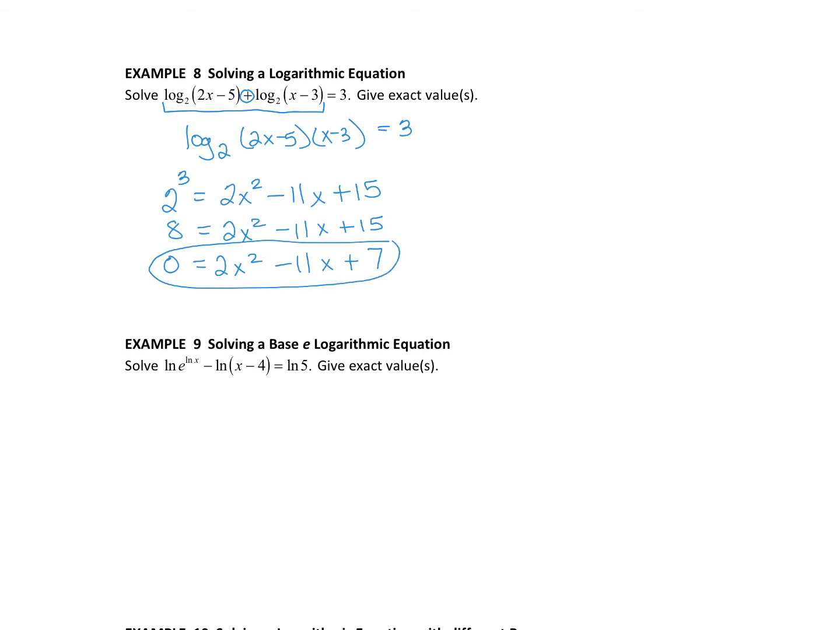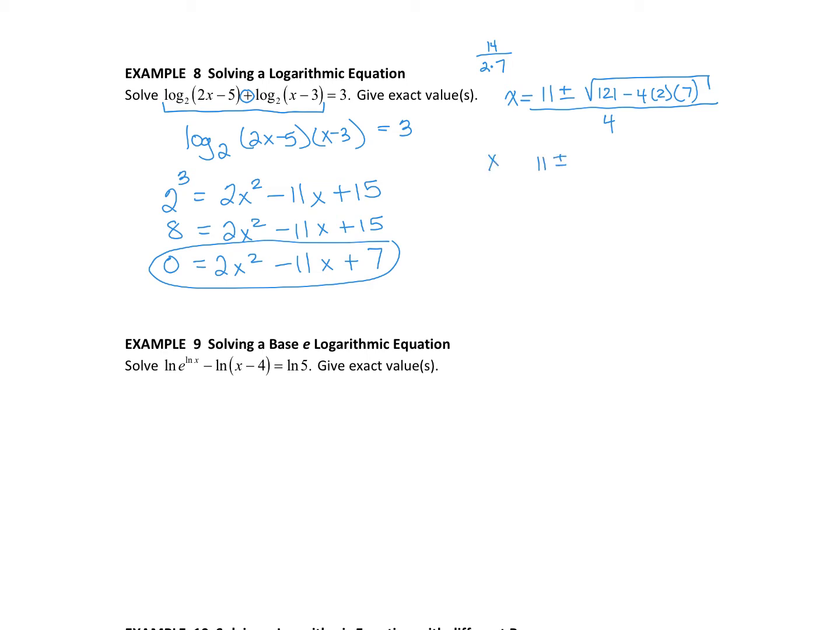So 2 times 7 is 14. The only things that multiply to 14 are 2 and 7. So again, here's one that does not factor, and we'll use our quadratic formula. So we have negative b plus or minus the square root of b squared minus 4ac, all over 2 times a.